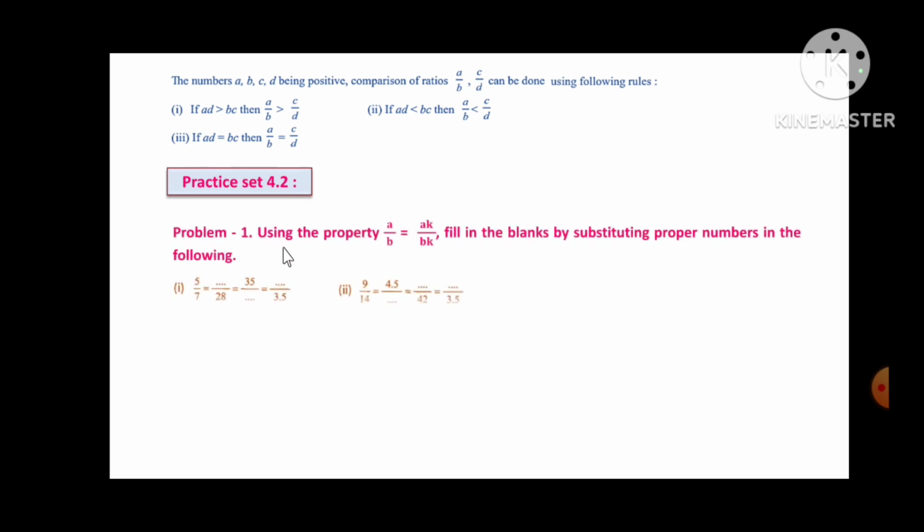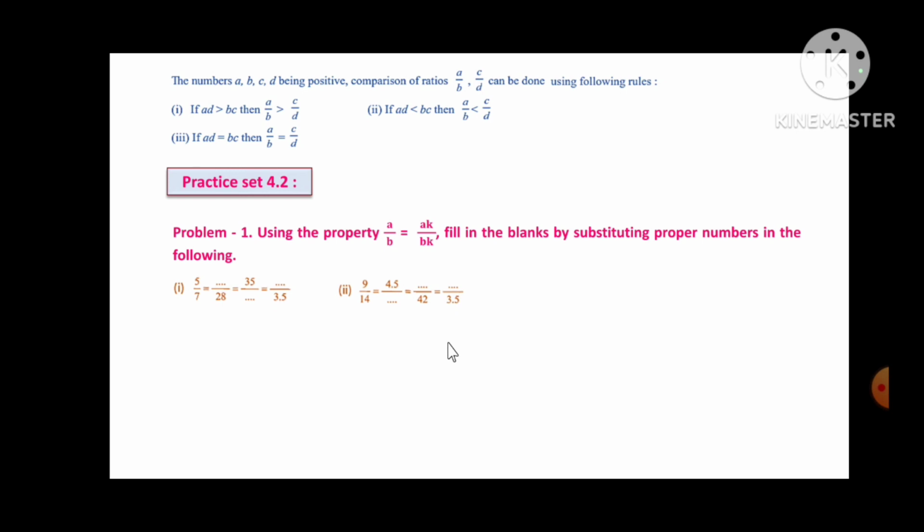Problem number 1: using the property a/b = ak/bk, fill in the blanks by substituting the proper numbers in the following. First, 5/7 = __/28 = 35/__ = __/3.5. Second problem: 9/14 = 4.5/__ = __/42 = __/3.5.